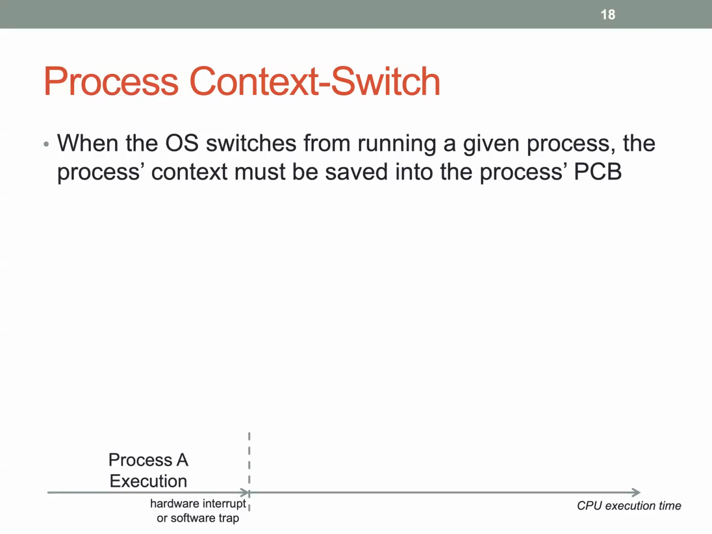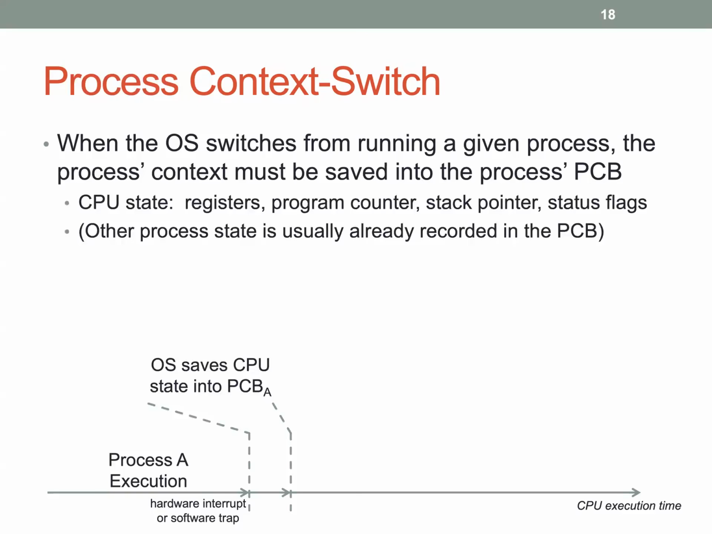So let's talk a little bit about what goes on here. You have process A and it's running along, and then something happens that gets us into the kernel. It may be a hardware interrupt from a peripheral. It may be a software trap because process A says, I need to make a system call, so it calls into the kernel. What happens in that interrupt handler or trap handler is that the kernel saves all of the state of the process into the control block.